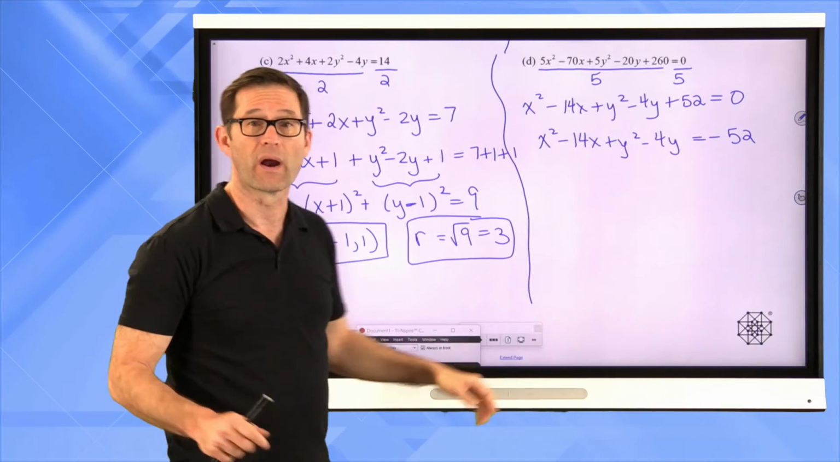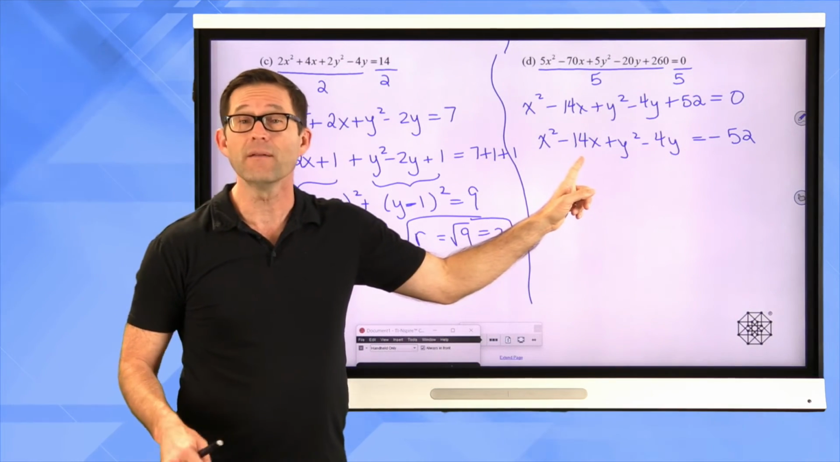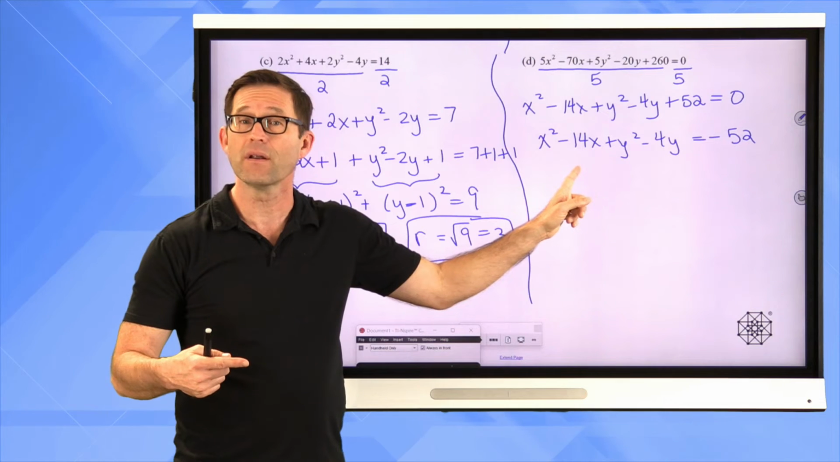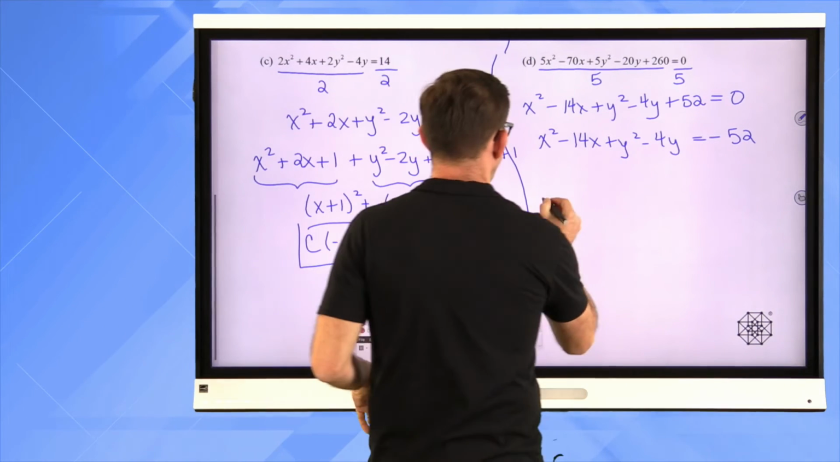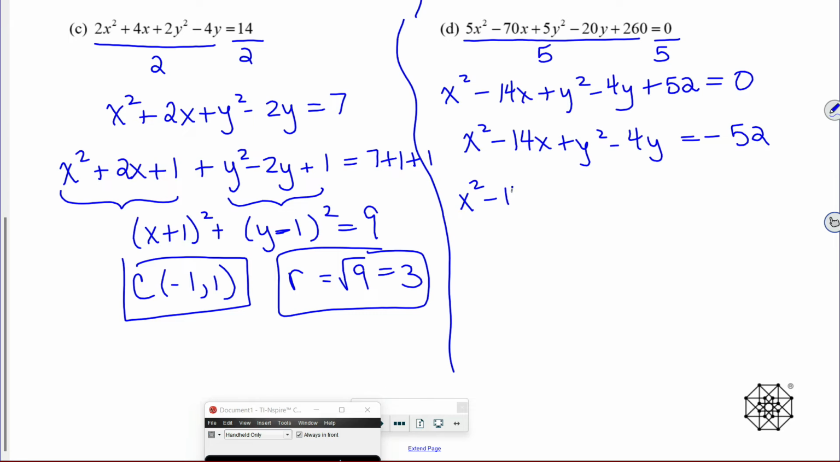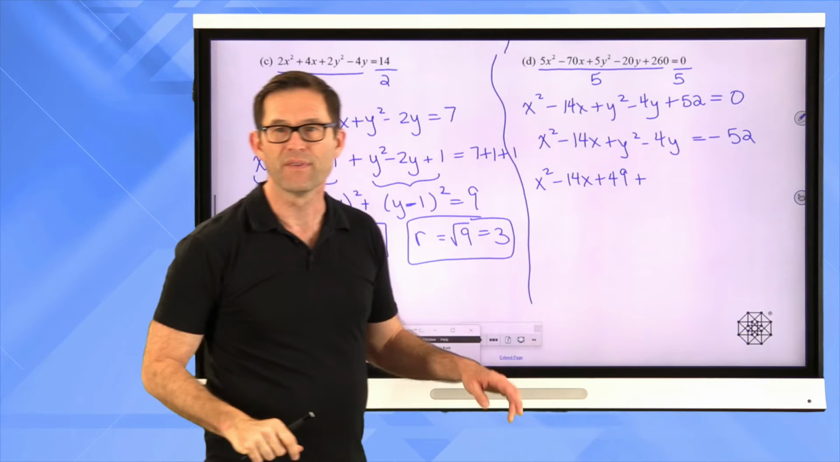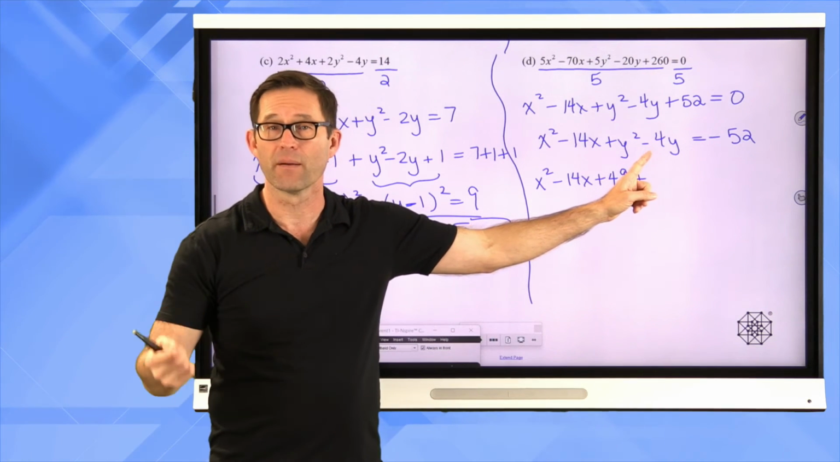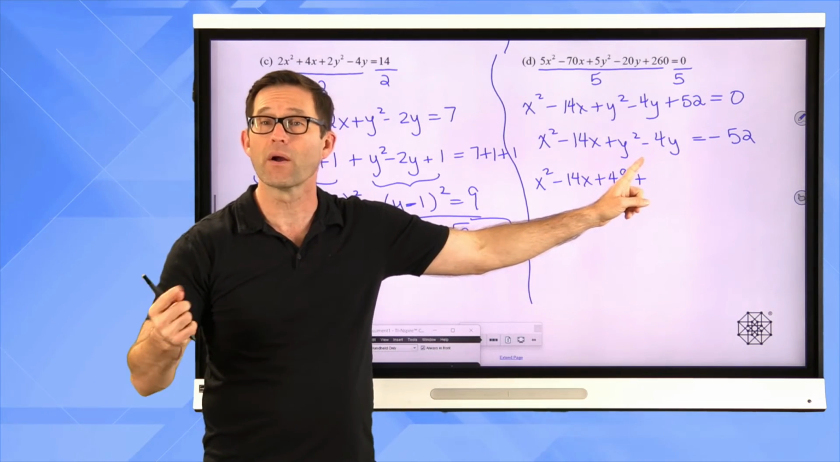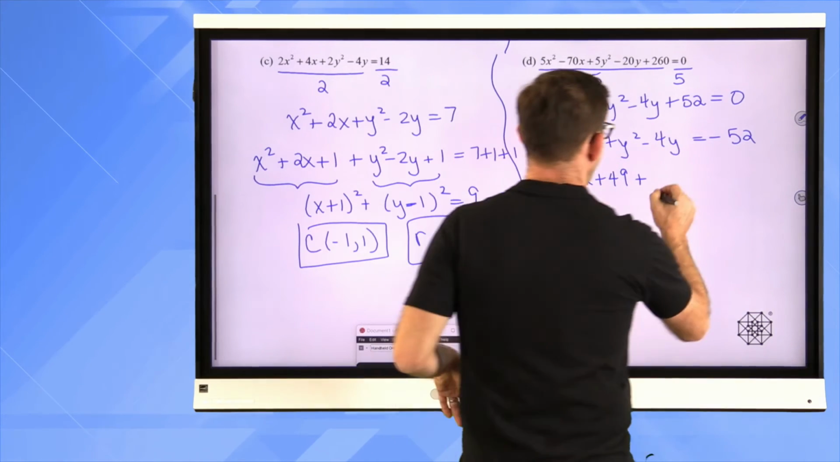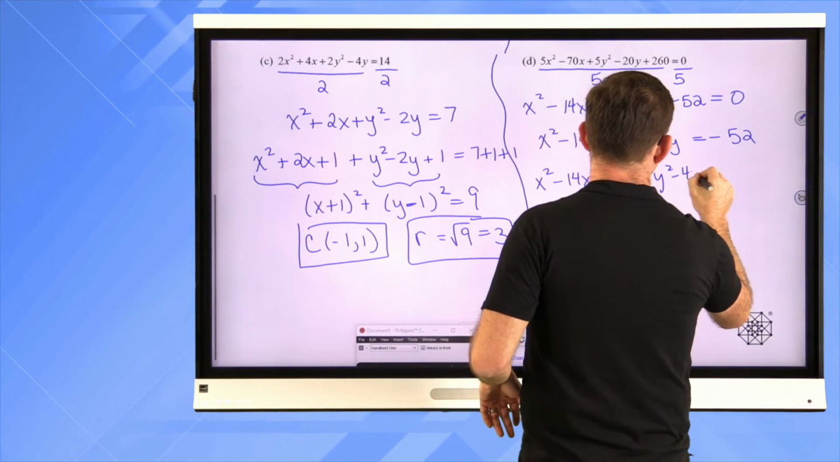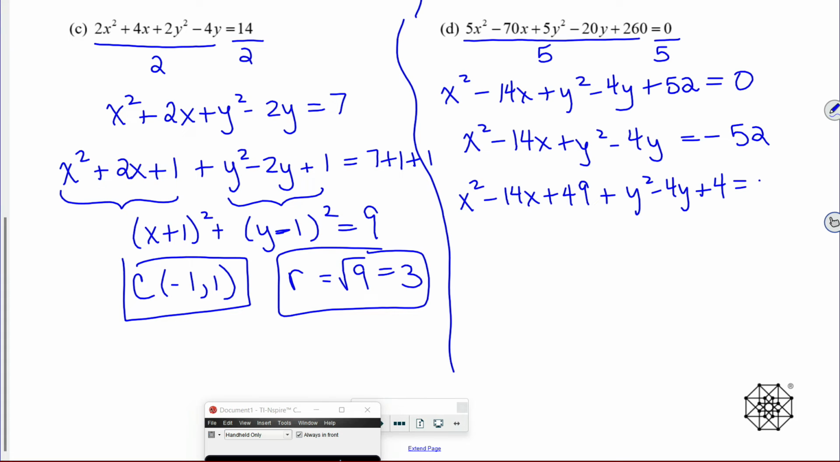Now we can do the completing the square. Here we go. So I look at my negative 14, I divide it by 2, I get negative 7, I square negative 7, and I get positive 49. So x squared minus 14x plus 49 plus, for this one, I've got negative 4, I divide it by 2, I get negative 2, I square it, and I get positive 4. So I'll get y squared minus 4y plus 4. And on this side, I have negative 52 plus 49 plus 4. Okay, we'll take care of that in just a little bit.